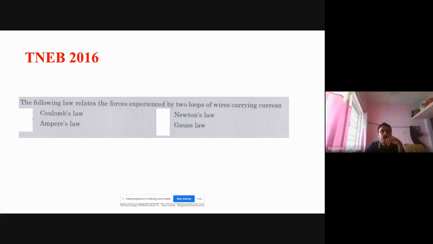The following law relates force experienced by two loops of wire carrying current. Coulomb's law, it is indicating force. Newton's law, gravity. This is wrong. Gauss law, what is it called? It is charge. Current means H dot dl. So del cross H is equal to J. H dot dl is equal to I. So only Ampere's law deals with current. So the answer is this one.